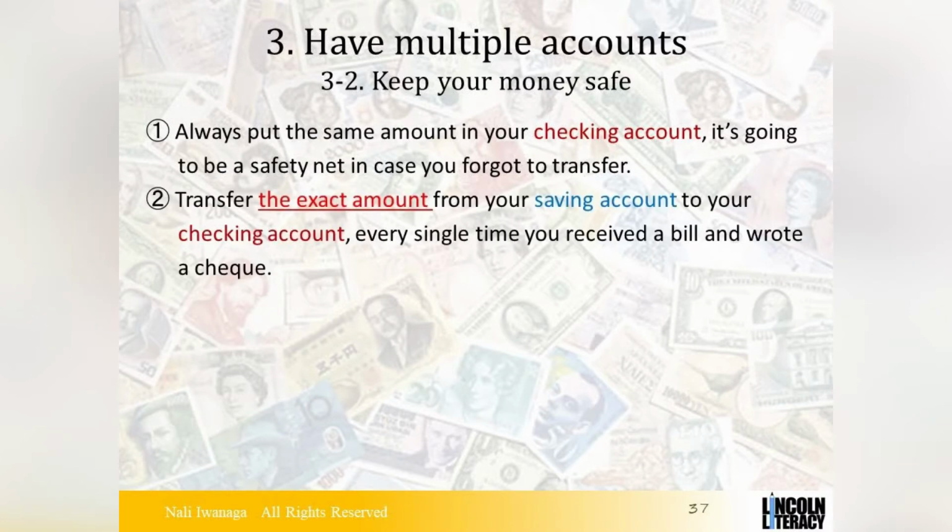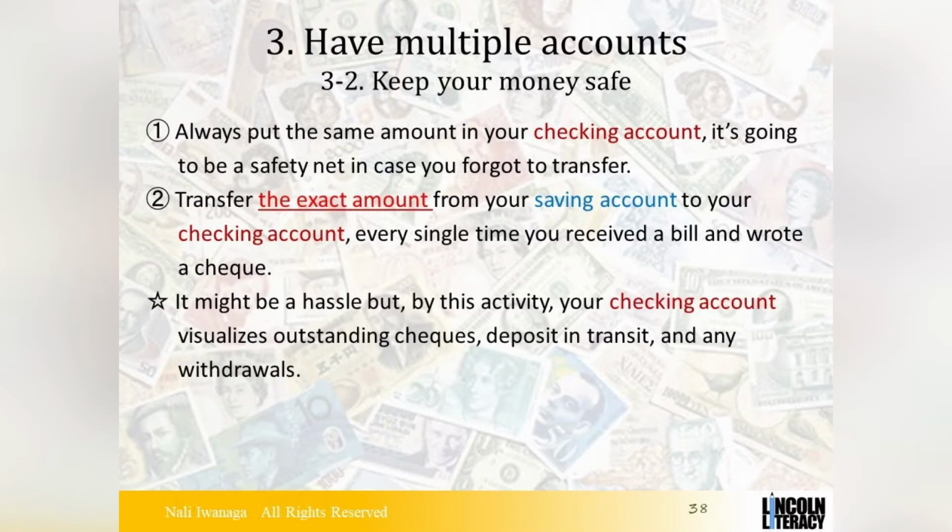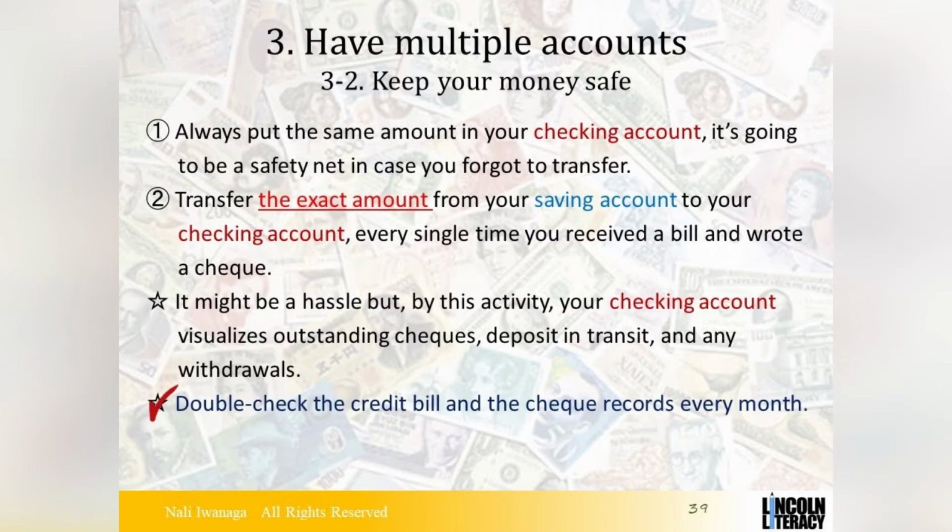Number 2. Transfer the exact amount from your saving account to your checking account every single time you receive a bill and write a check. It might be a hassle, but by this activity, your checking account visualizes outstanding checks, deposits in transit, and any withdrawals. Double-check the credit bill and the check records every month.